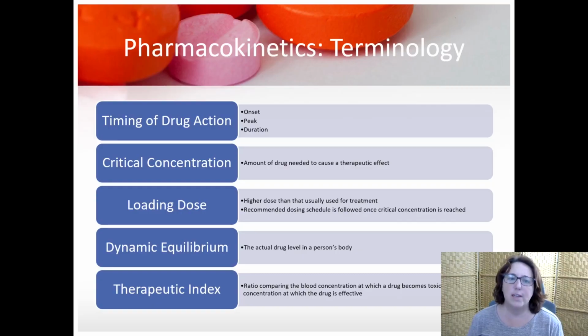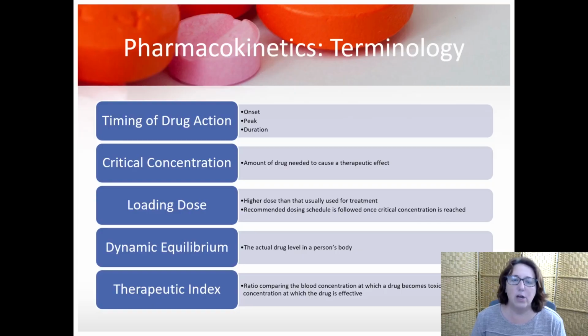Critical concentration is the amount of drug needed to cause a therapeutic effect. So there has to be a high enough concentration of the drug in the body to actually produce the intended or desired effect. This amount is figured out during the drug trials. The recommended dose that we see in the drug guide is the amount of drug needed to eventually reach critical concentration. Too much of a drug will have a toxic effect, and too little of a drug will not be therapeutic, or it won't work.